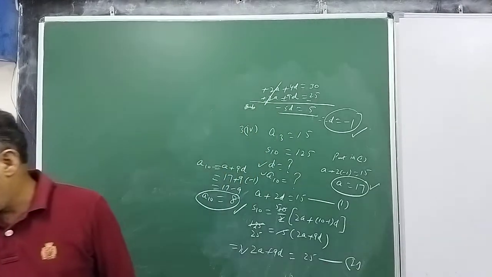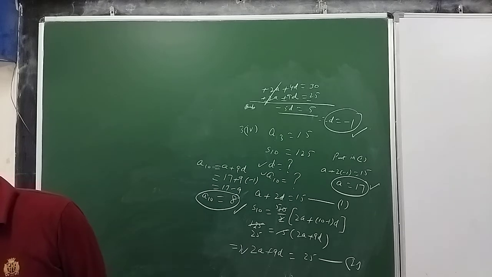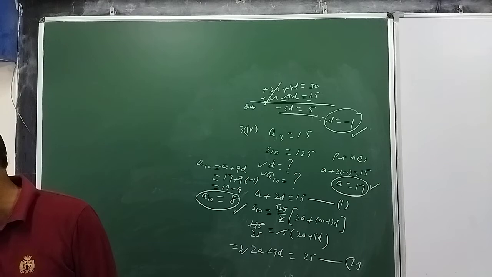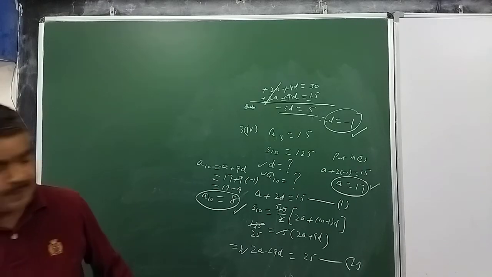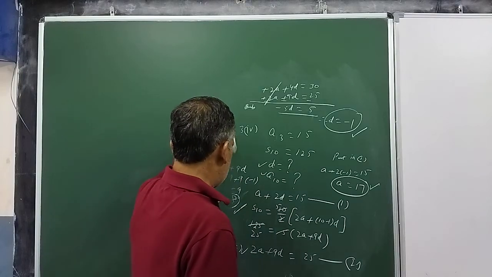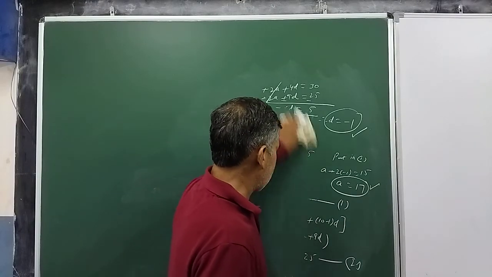Further, next fifth part is, again you see given D is equal to 5, S9 is equal to 75, then you have to calculate A and A9. Write the information that is given to you.